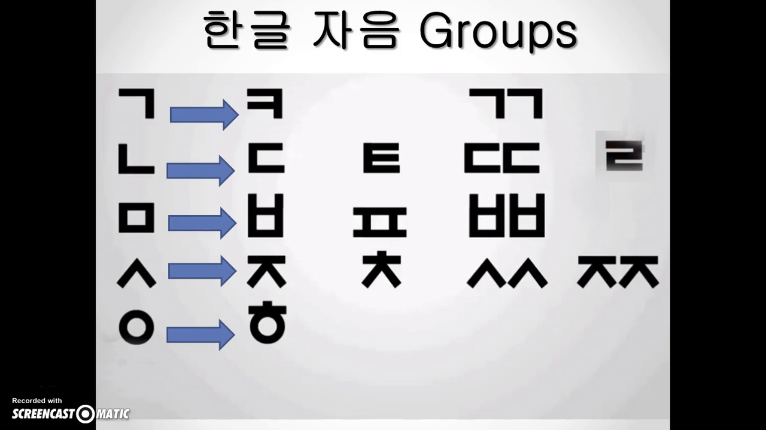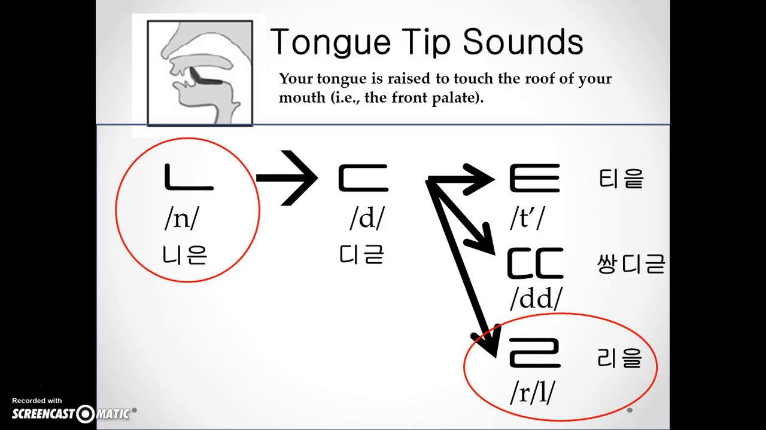The way we group the consonants, by the way, is all based on the pattern of the pronunciation and the pattern of your mouth and tongue being used to make the sounds. So it's happening in similar ways. They have similar shapes, and it's all following similar pronunciation patterns. So just to introduce tongue tip sounds, 니은 is a representative of it, and your tongue is raised to touch the roof of your mouth when you speak. So 니은 is right there.